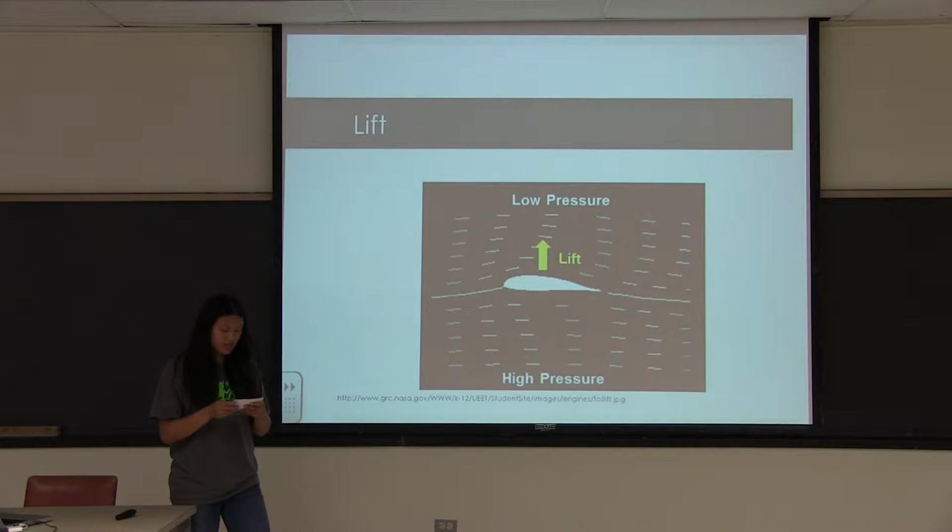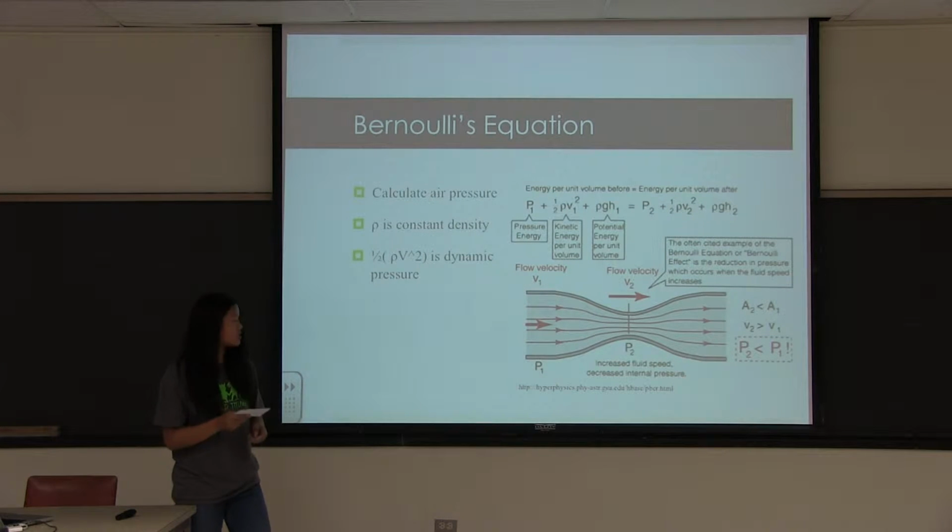Lift is a mechanical force that opposes weight and holds the airplane in the air. The pressure of the air decreases as the air moves faster and creates different pressures above and below the wing. And lift is the difference in pressure, which creates force on the plane.